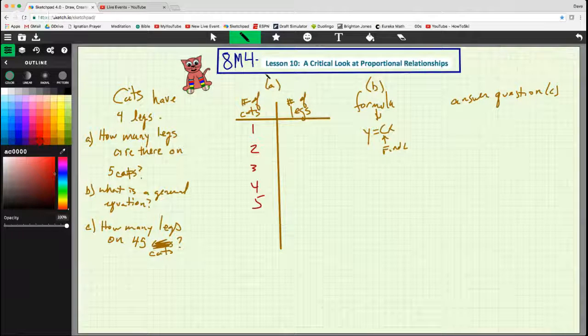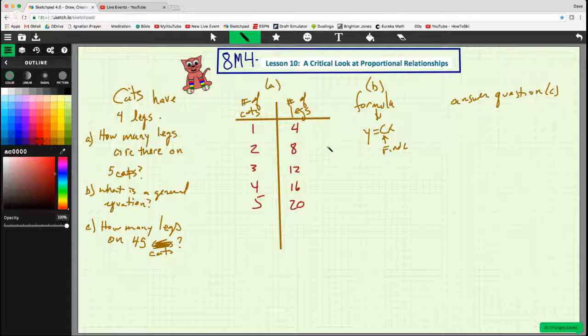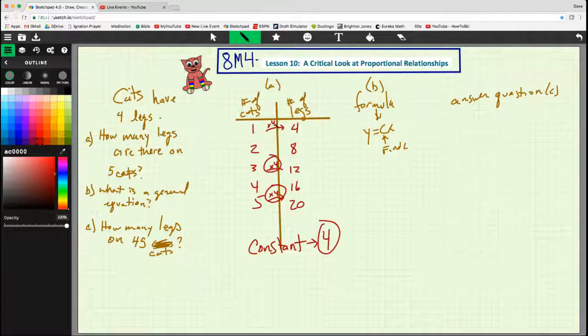Okay, I'm assuming you're back and you've tried this. So let's see. The number of legs on one cat is 4. The number of legs on 2 cats is 8. 3 cats, 12. 4 cats, 16. 5 is 20. So the question is, what do you have to multiply the first thing by to get the second one? It's times 4. Every single one of these is times 4. So our constant, our multiplier, is 4. So our formula then is y equals 4x.